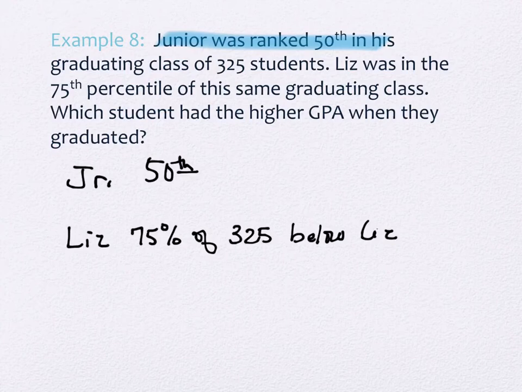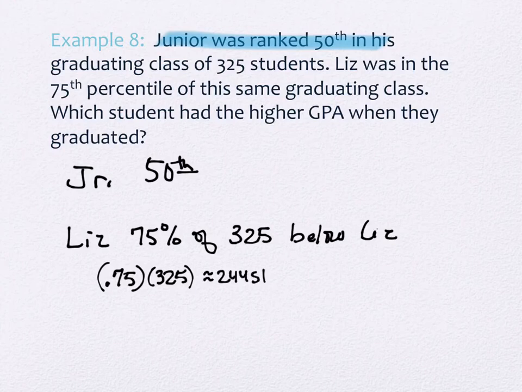Okay, so either proportions or we'll use the one that Caleb mentioned, which is my 75% as a decimal, 0.75, times my 325 students. If I take 0.75 times 325, I get 243.75, and with normal rounding rules, 244. So there are 244 students below Liz.